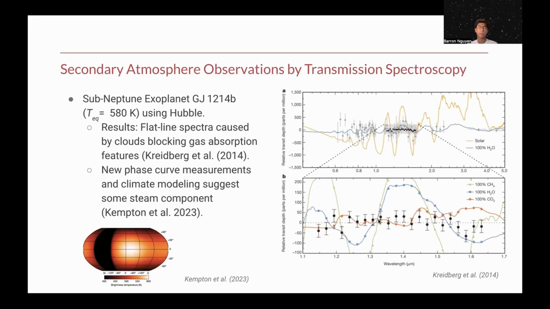But it can't be just a bare rocky planet, because some previous studies and observations ruled that out. So it had to be clouds and hazes. And a newer study showed that phase curve measurements and climate modeling suggest there is some steam component in the atmosphere. So even though they were not able to figure out the composition of the atmosphere, just that the clouds and hazes exist, this new study shows that potentially these clouds are like the clouds we have on Earth, the white, fluffy water vapor clouds.